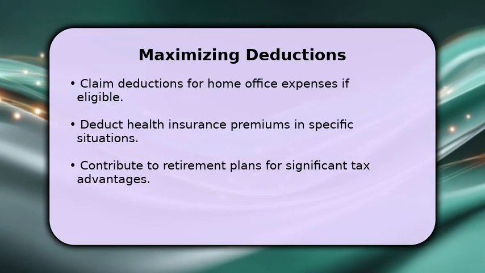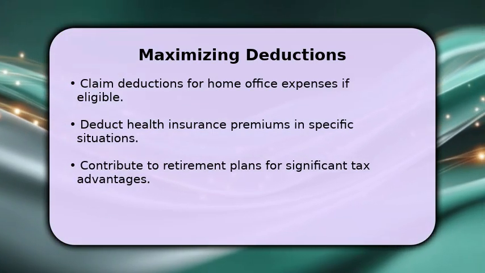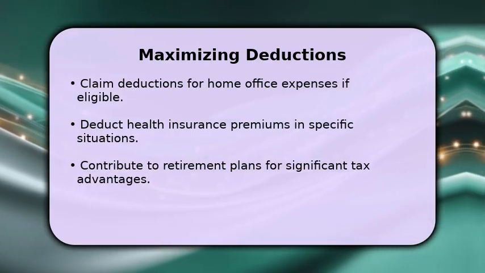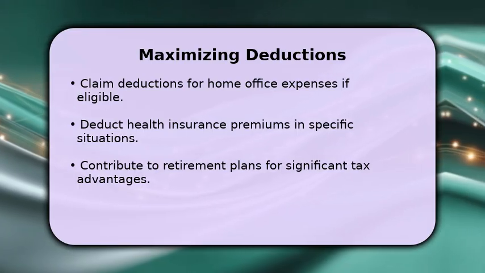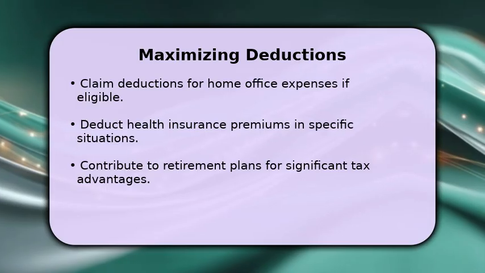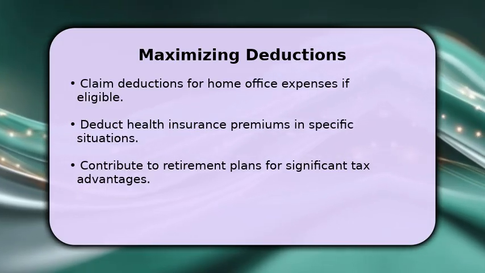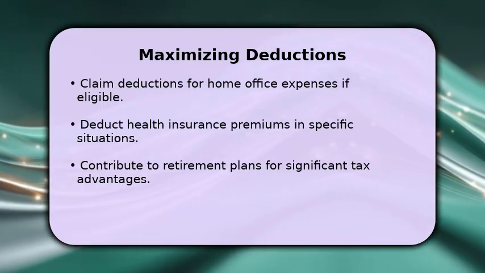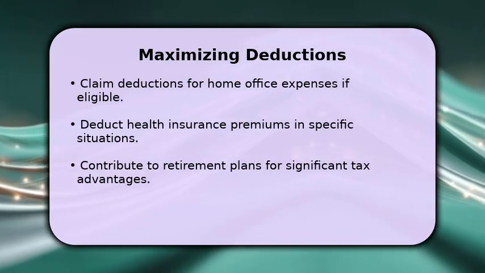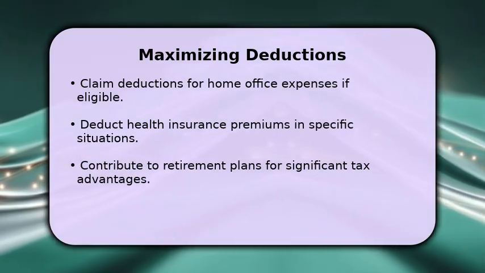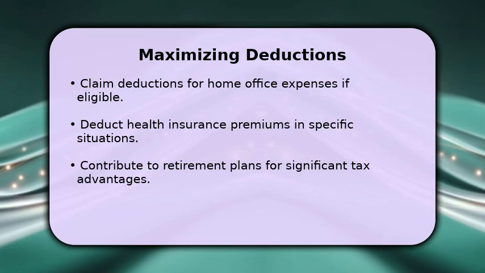Maximizing your deductions can significantly reduce your tax burden. If you use a part of your home exclusively for business, you may qualify for the home office deduction. You might also deduct health insurance premiums if you meet certain criteria. Contributing to retirement plans, like a SEP IRA, offers excellent tax advantages. For complex situations or to ensure you're claiming all eligible deductions, consider consulting a qualified tax professional for personalized advice.